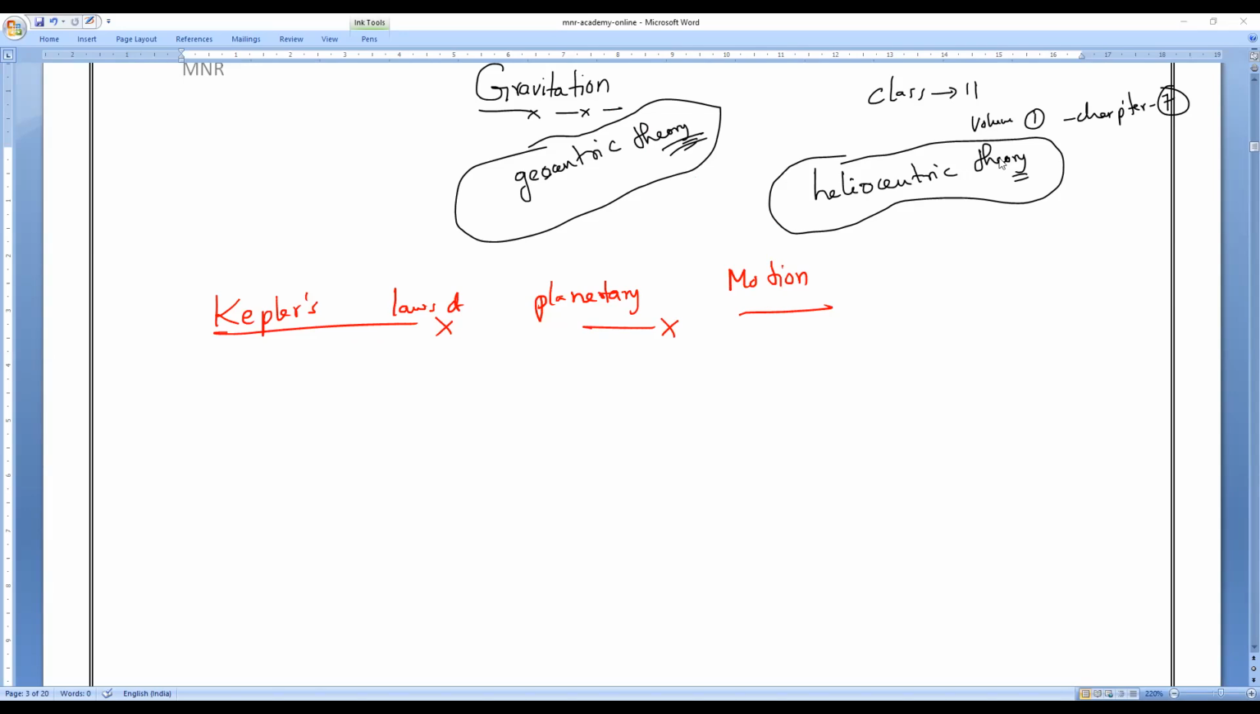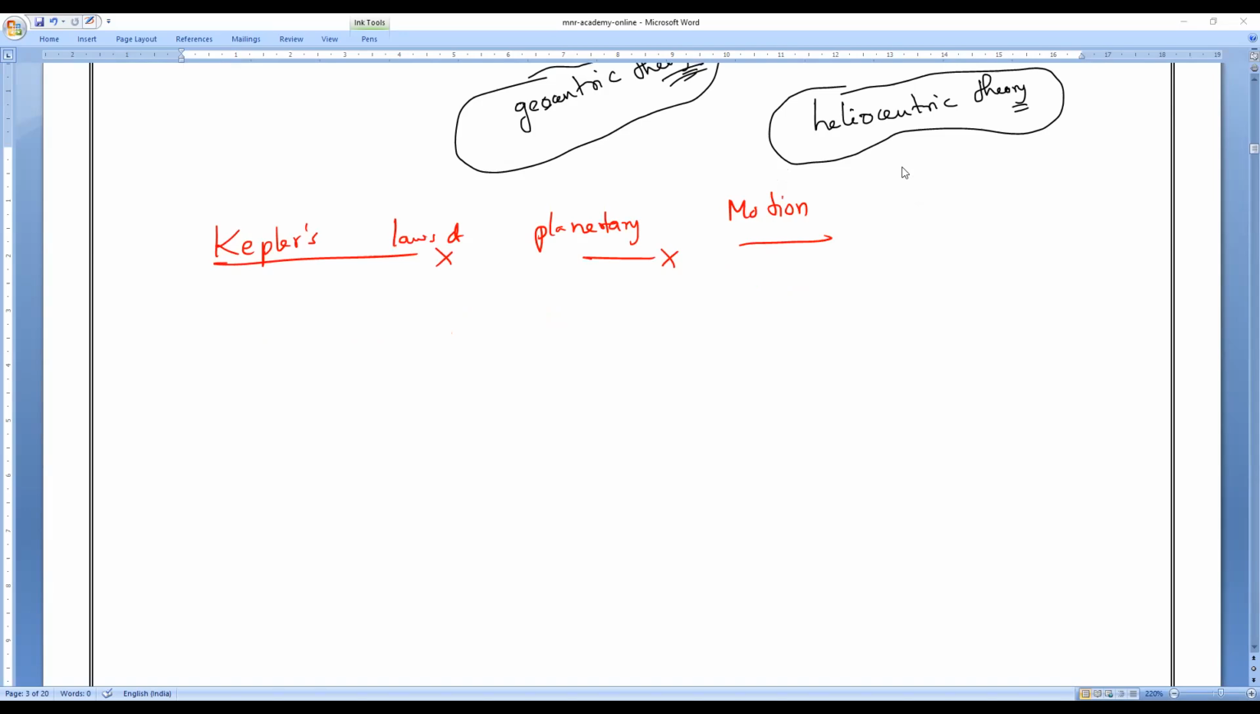So totally he proposed 3 laws. The first law is known as Kepler's first law, which is known as the law of orbits. I'll make it very simple. You don't need to worry about any complicated things. What is the first law of Kepler's laws? Law of orbits.